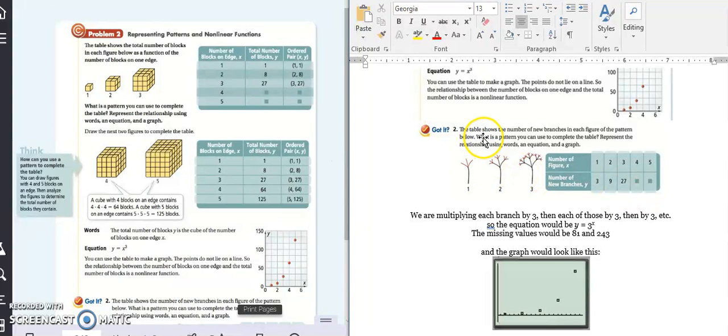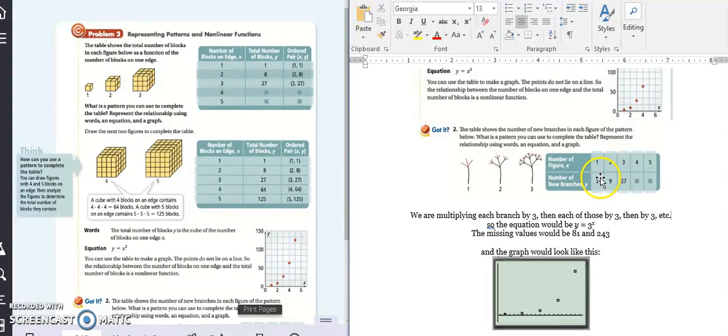For problem 2, it says the number of new branches in each figure of the pattern. So one tree has 3 branches. 2 trees has 3 on each of those 3 branches, so 3 times 3 is 9. Number 3 has the original 3 branches, 3 on each of those, and then 3 on each of those.